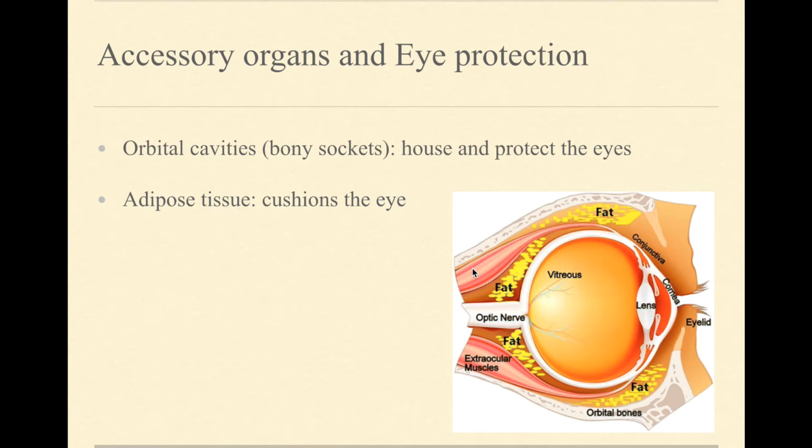These are the accessory organs, and these accessory organs protect the eye. Example, we have the orbital cavities. As you can see here, we have 7 bones of the orbital cavities that protect the eye. We have the adipose tissue, which is the fat that acts as a cushion for the eye. They're right here.